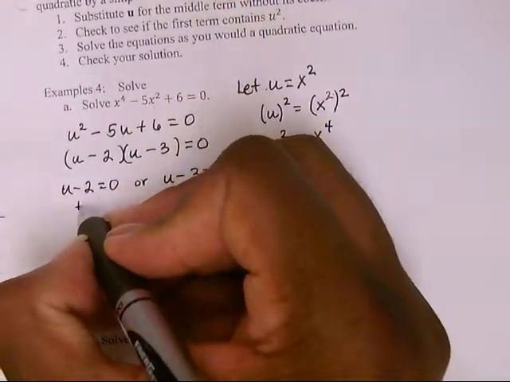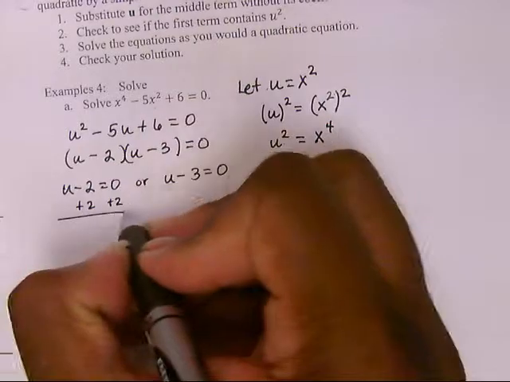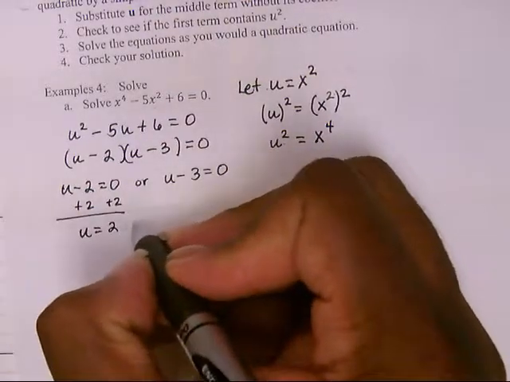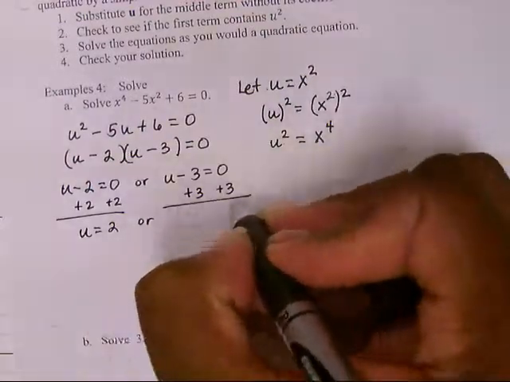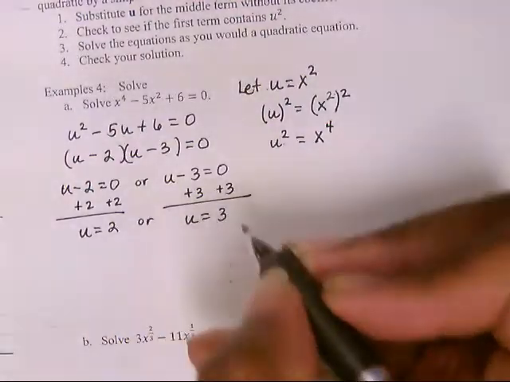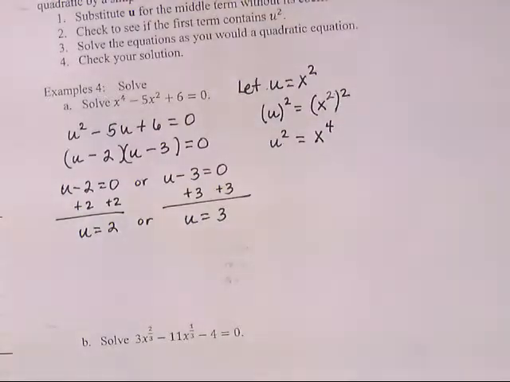Solve for U for this equation, U minus 2 equal to 0. I'm going to get U is equal to 2. Or, for the U minus 3 equal to 0, I'll have U is equal to 3. But I can't stop right there because I have to find out what x is.